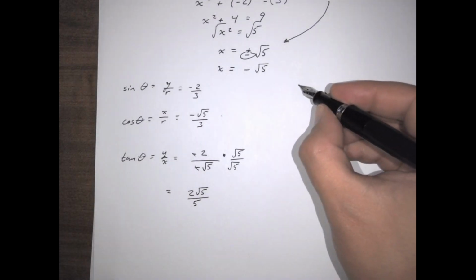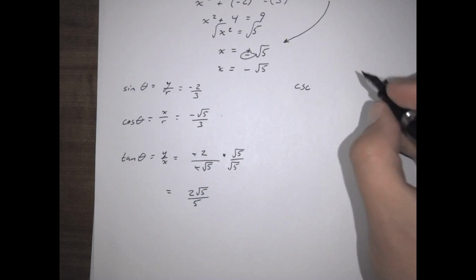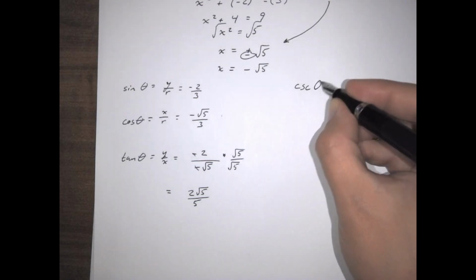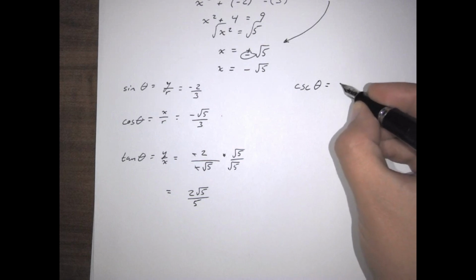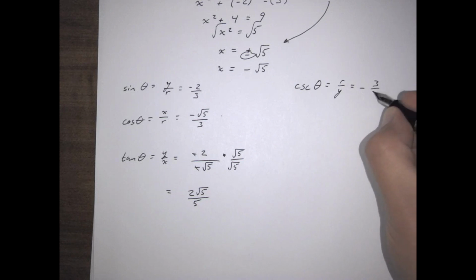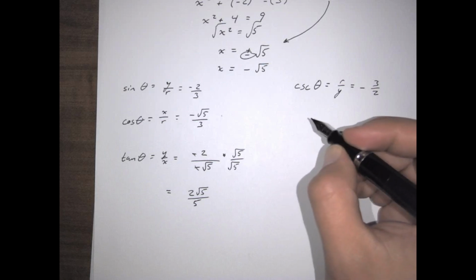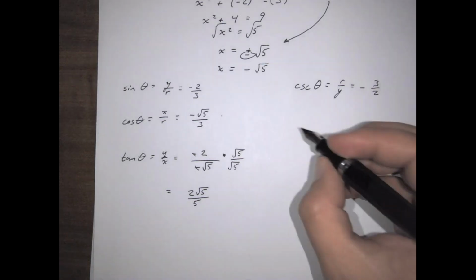Over here, where are we? So for the cosecant of theta, we have r over y, which is equal to negative 3 over 2, and again, we'll just write the negative in front whenever the fraction is going to be negative as an overall result.